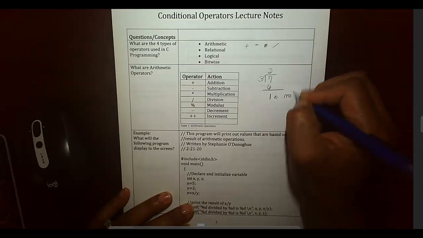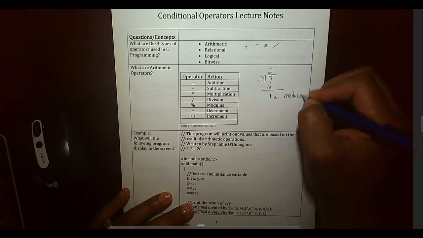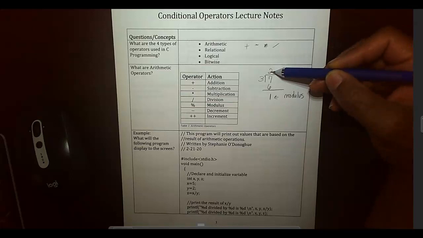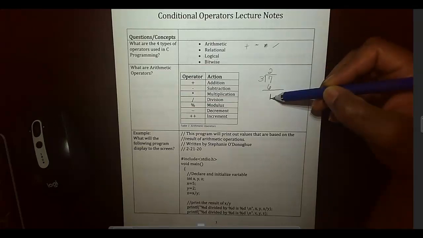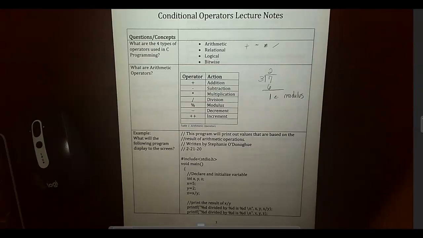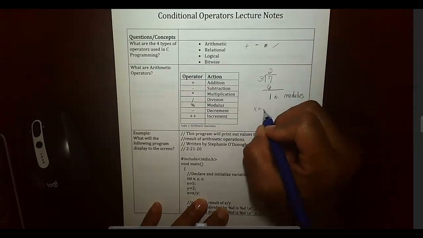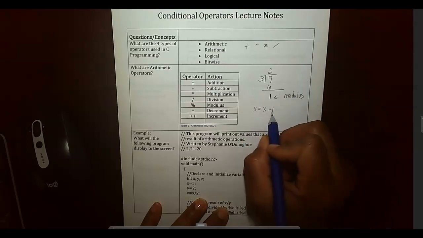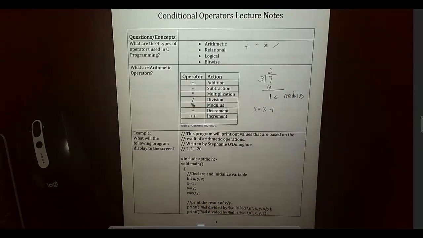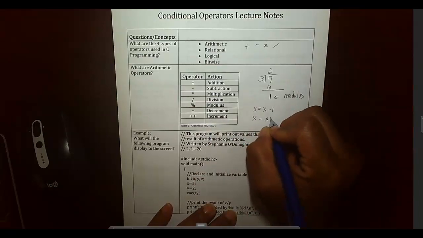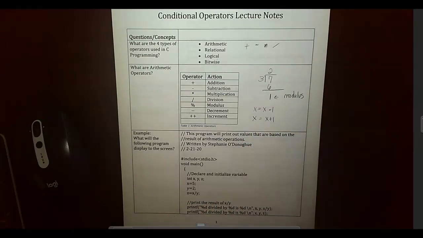This is the modulus. It's the remainder of a division problem, okay? So this is the whole part, and this is the remainder. That's what modulus is. You have decrement, which means to subtract 1. If you had x is assigned x minus 1, that means you subtract 1 from your value of x, and then you assign that new value to x. Increment means to add 1. If you wanted to add 1 to x and then assign that value to x, that would be your increment operator.